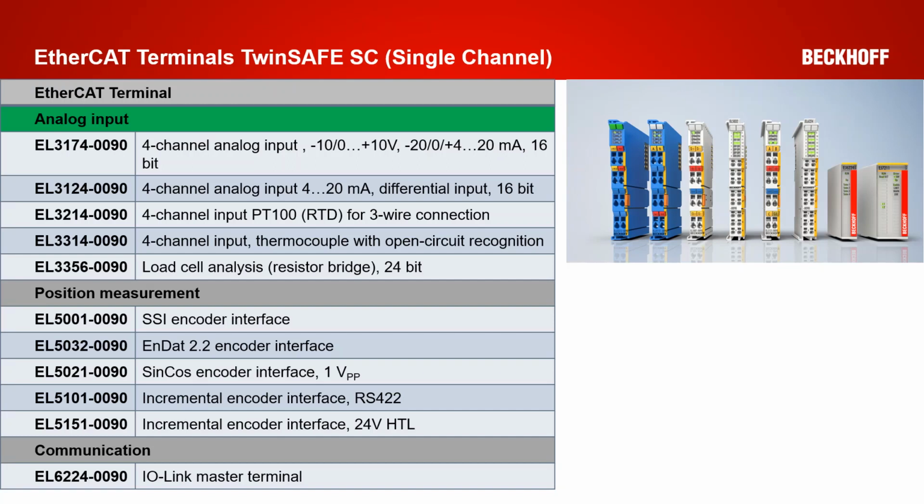EL3356-0019. In the position measurement portfolio, we have a wide range of absolute encoder signals like SSI or BiSS, and also the incremental signals with the sine-cosine encoders, with the differential RS422 signal encoders, and also for the single-ended 24-volt HTL encoders. Last but not least, also on the communication side, we have an IO-Link master available.